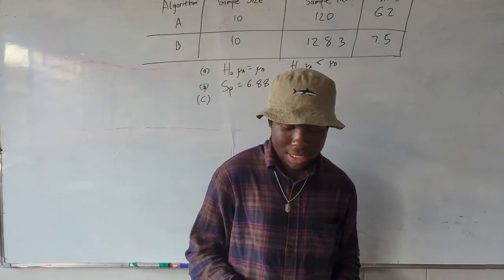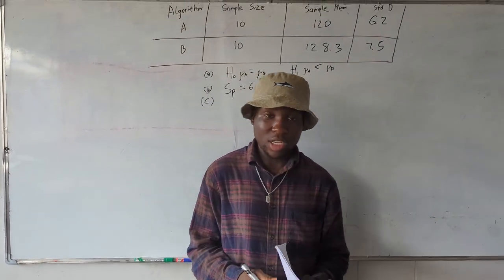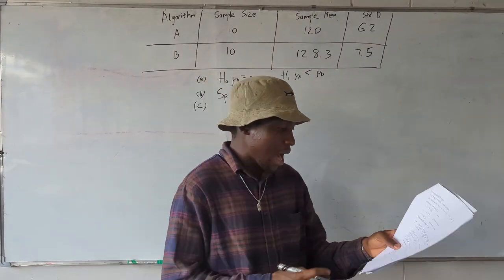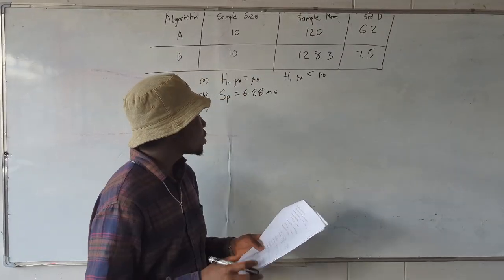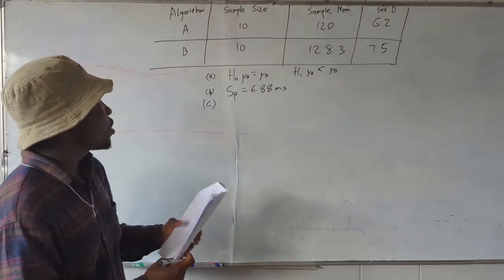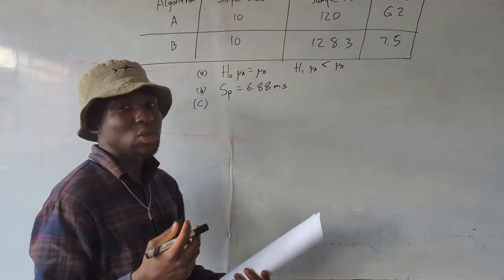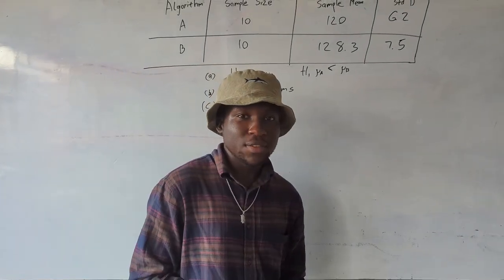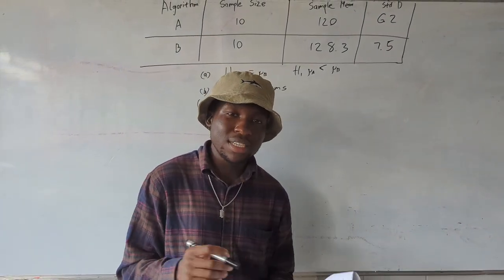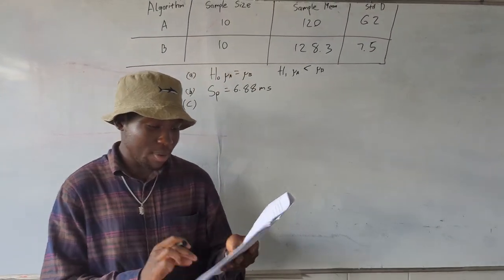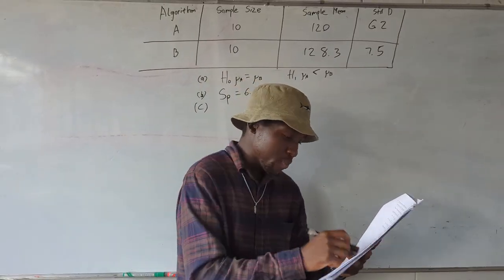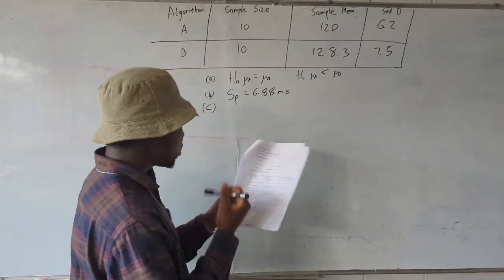So for C, calculate the appropriate test statistic and show your answer. We have two samples, each with a sample size less than 10, and we don't know the population standard deviation. So we use the t statistic, from page 2 of the formula booklet.